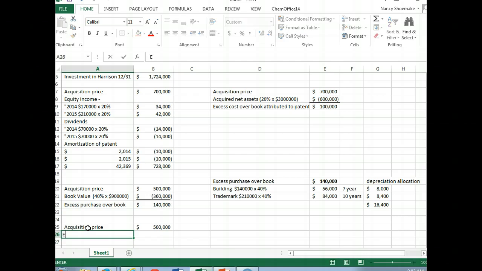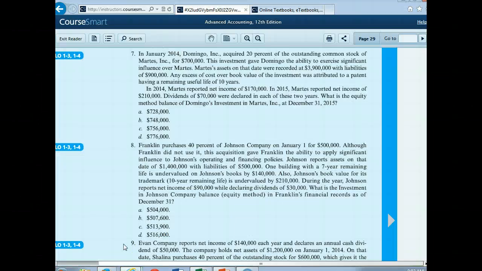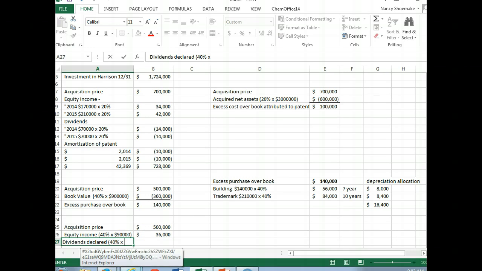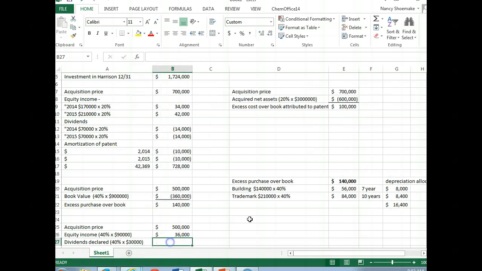The equity share of the income is, we own 40% of it. Yeah. And that was 90,000. So we're going to take 40% of 90,000 and add that to our investment account of 36,000, right? Then we have to show our dividends declared. 40% of 30,000. Of 30,000. And that is 9,000 bucks. No, excuse me, 12,000. And we subtract that.